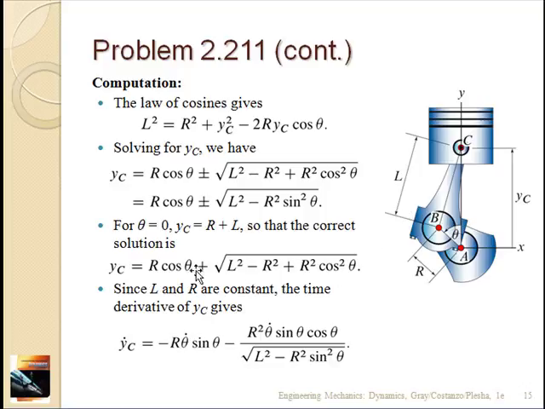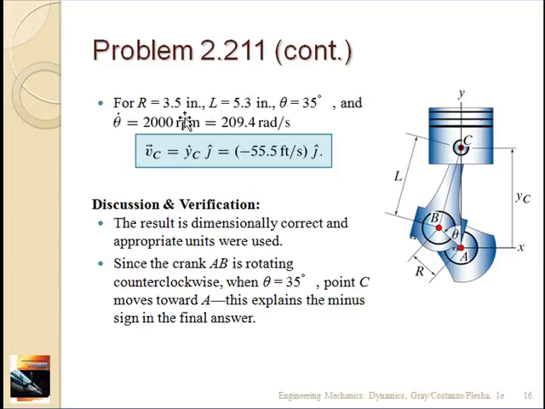Now we can take the time derivative of this. YC dot is minus R theta dot sine theta minus R squared theta dot sine theta cosine theta over this square root. We know all these things, so we can just plug it in and calculate it. Again, this is one of these cases where you're writing a constraint and then differentiating to solve a problem. If you put in the numbers, the velocity of the piston is minus 55.5 feet per second, again in the vertical direction. So it's moving down at 55.5 feet per second when theta is 35 degrees.